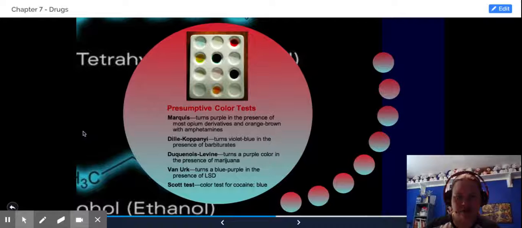All right, so presumptive color tests. A Marquis test will turn purple in the presence of most opiums, and orange-brown with amphetamines. The Dille-Koppanyi test will turn violet-blue with barbiturates. The Duquenois-Levine will turn purple with marijuana. The Van Urk will turn bluish purple in the presence of LSD. And the Scott test will turn blue in the presence of cocaine.